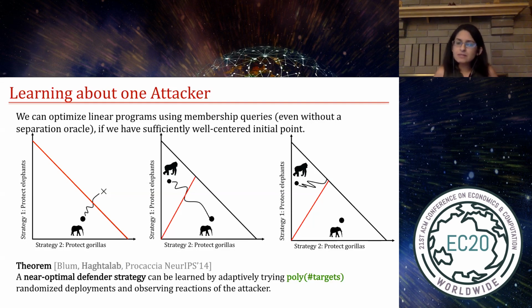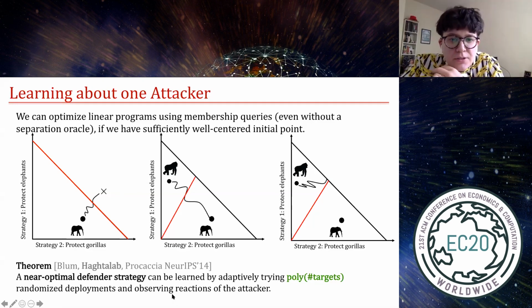This is nice because the number of strategies available to the learner, or to the defender, could be much, much larger than the number of targets. For example, you might have many resources and you can decide which one of them should go and protect the gorillas and which one should go and protect the elephants. But the fact that, at the end of the day, the number of things you want to try out is just polynomial in the number of your targets is going to help. There's a question?